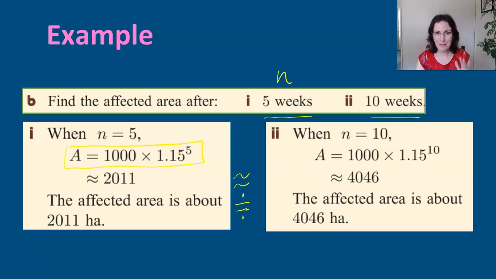Has that number stayed the same or gone up? Yes, it's gone up. What about 10 weeks? What's the number now? 4,046 hectares. And how did we solve that? We substituted 10 in where we saw an n again.